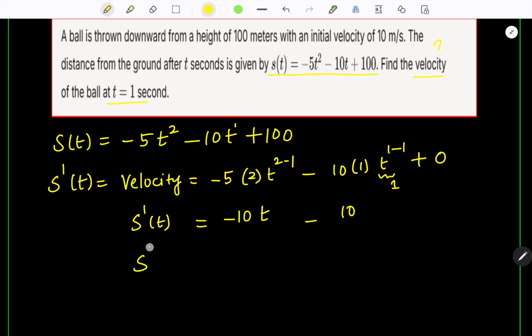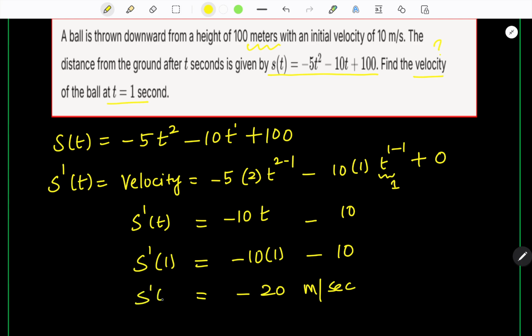So what are we going to put now? s dash of 1, which is minus 10 into 1 minus 10. So which is equal to minus 20. This is given in meters, so meters per second. If you don't want to write it, no problem. You just write s dash of 1 is equal to minus 20. Clear? Very easy. Distance given, velocity, just take the derivative. Automatically you'll get the answer.